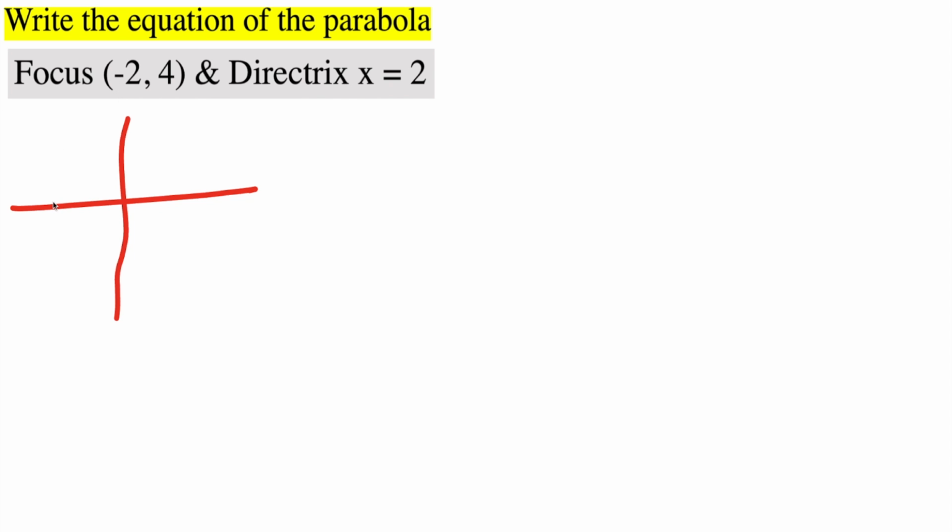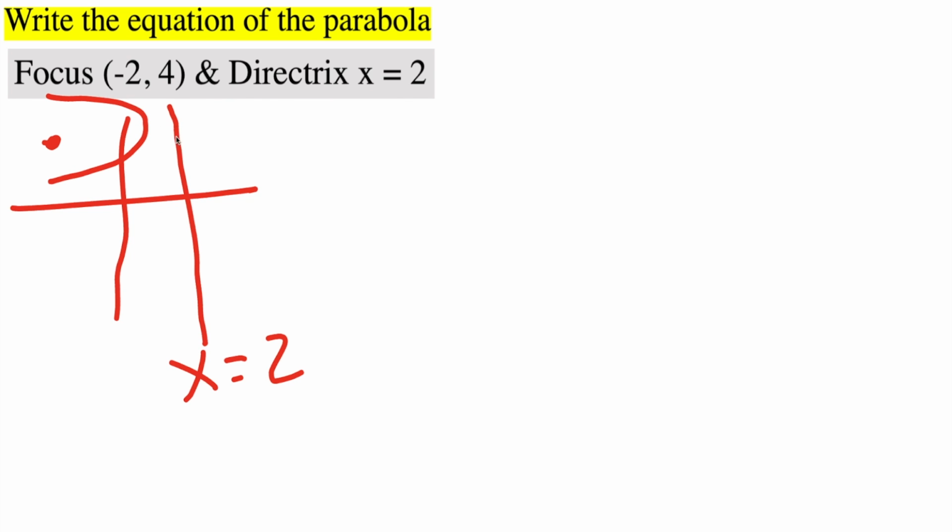So focus is negative 2 up 4, and the directrix is x is equal to positive 2. So directrix for x is equal to is a vertical line down, which is x is equal to 2. The next one says parabola opens towards the focus. So I know our shape is going to be like this because our directrix is here, our focus is here, and the parabola opens towards the focus. Also, part of our definition says that the vertex is going to be between the directrix and the focus. That's why I know it's going to be here and not here.